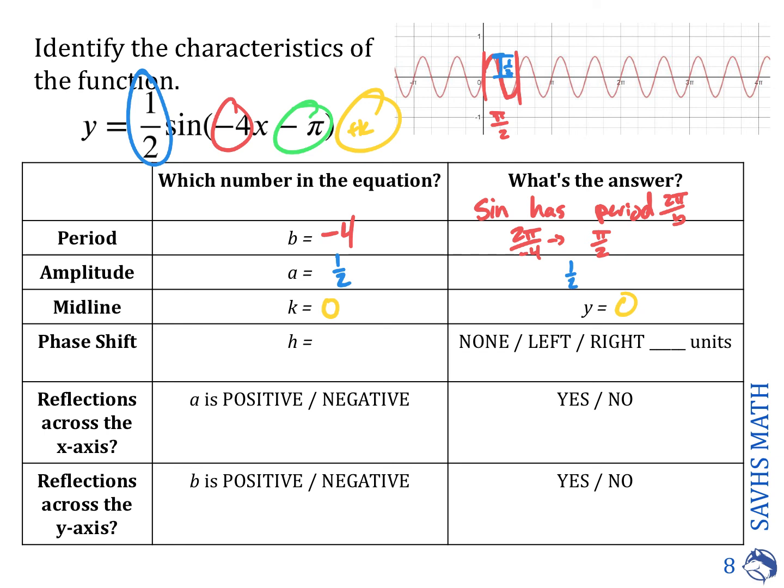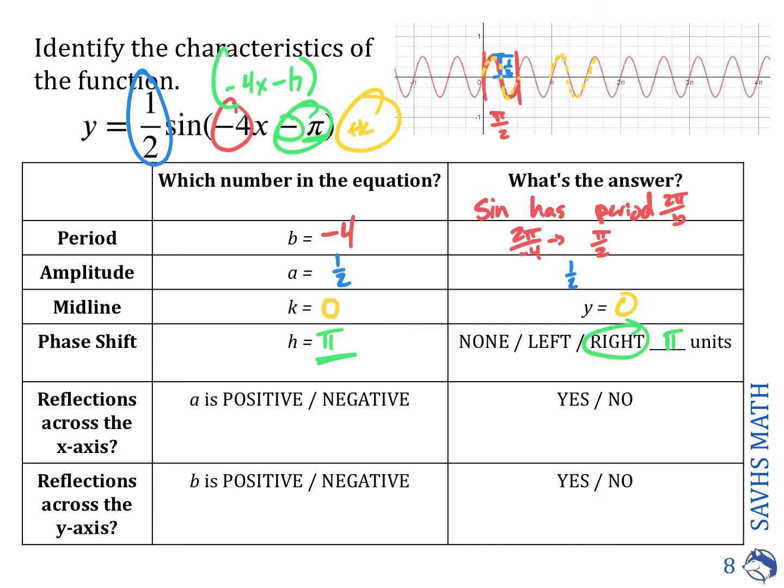H is different on this one, and so h says minus pi. So this says -4x minus h. And since it says minus h, this minus makes this pi a positive number. So that means that we're translating right pi units. That just means that we took the original sine graph and moved it over pi units. So the new one is right here then. Kind of like that.